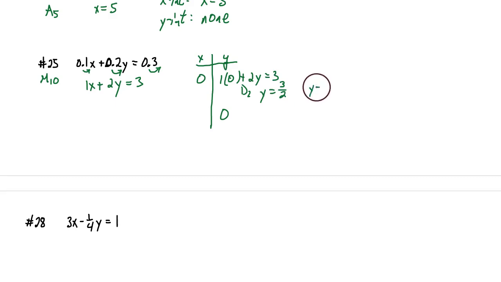That is our y-intercept. Okay, now let's figure out the x-intercept. We're going to put a 0 in for y. So we have 1x plus 2 times 0 is equal to 3. 2 times 0 is just 0. 1x is just x. This really just says x equals 3. That's our x-intercept.